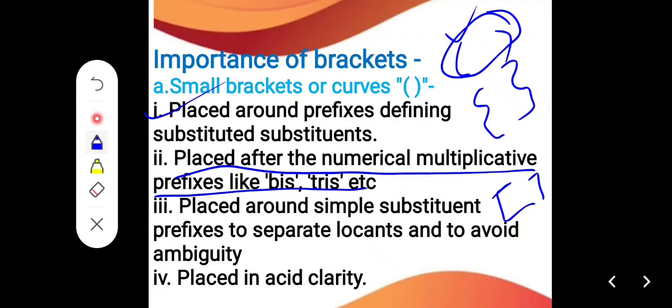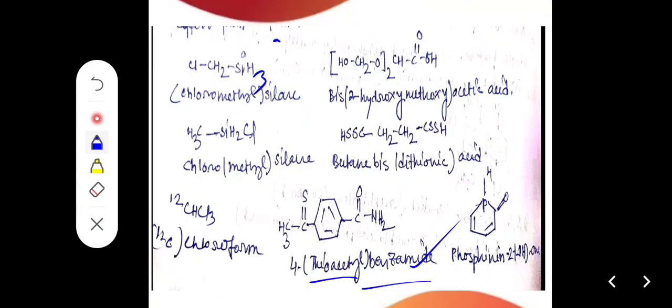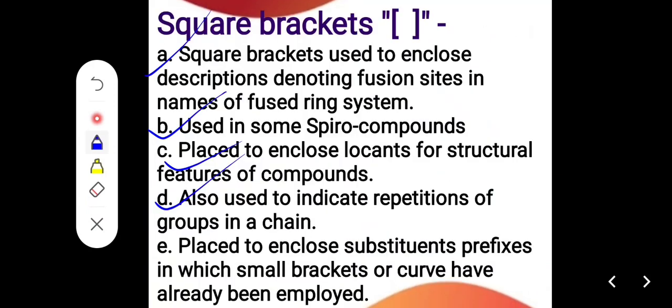Importance of brackets: small brackets should be used for defining a substituted substituent. We can use them after using bis. The units are enclosed in small brackets and placed around a simple substituent prefix to separate locants, to avoid ambiguity and for clarity. For example, chloromethyl is placed in small brackets for specification. After bis, we can use the first bracket, 2-hydroxymethoxy. As the 2-hydroxymethoxy group is present two times, we have to write bis in small brackets, bis(2-hydroxymethoxy), then acetic acid.